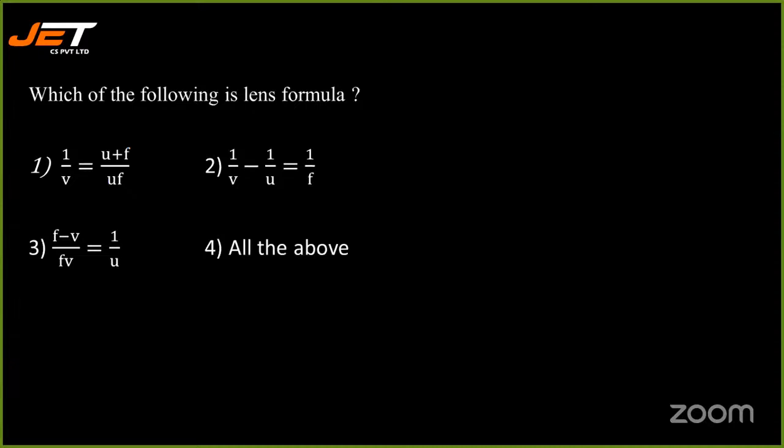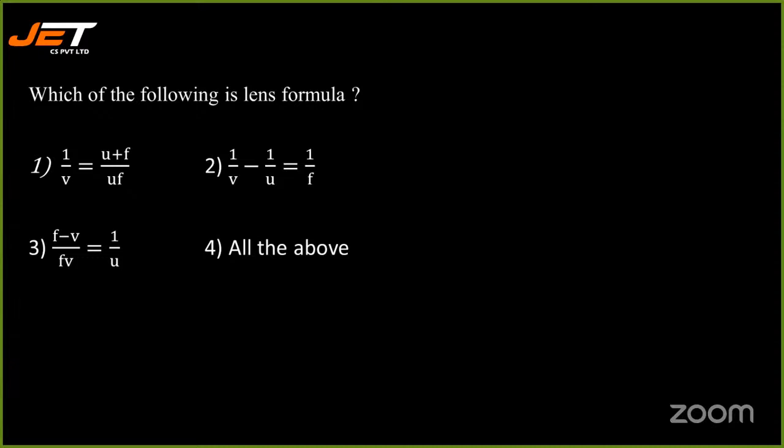Now, which of the following is the lens formula? Do you know what the lens formula is? The lens formula is basically 1 by V is equal to 1 by F plus 1 by U, right? So that is our lens formula. Which of the following options will tell you the lens formula? Please give your answers in the chat box. I will be seeing it.